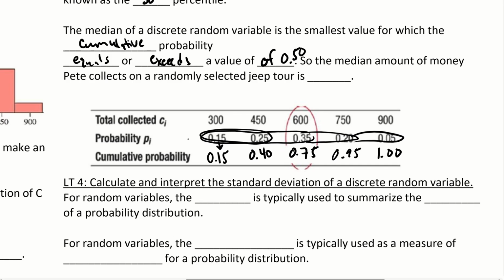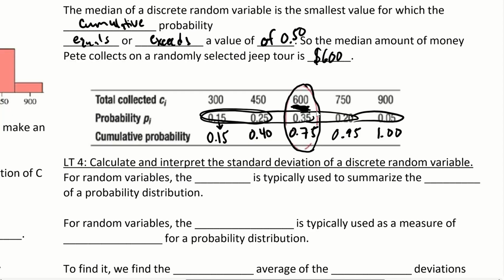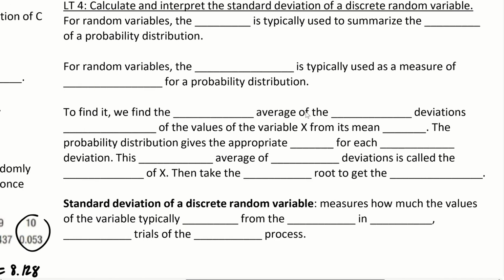Now notice that we don't have a 0.5, but we have a 0.4, and then we pass 0.5 to get a 0.75. Since we passed 0.5, we're going to use the smallest number where we pass 0.5, which is this right here. That means that the median is going to be $600 here, okay? All right, hopefully that made sense. And that's what we call the median of this distribution. All right, that's just a side note.